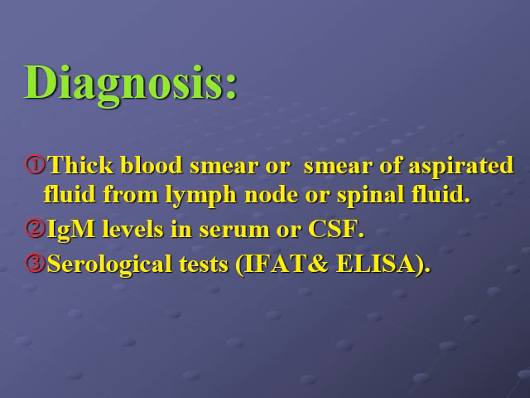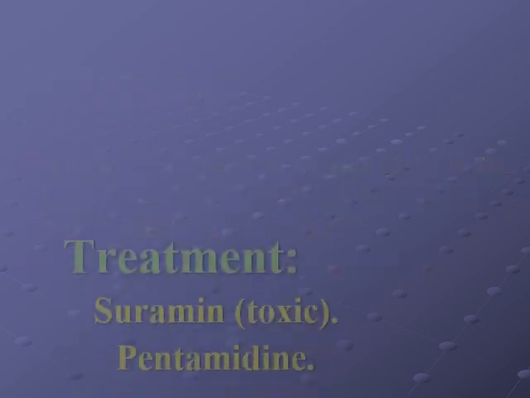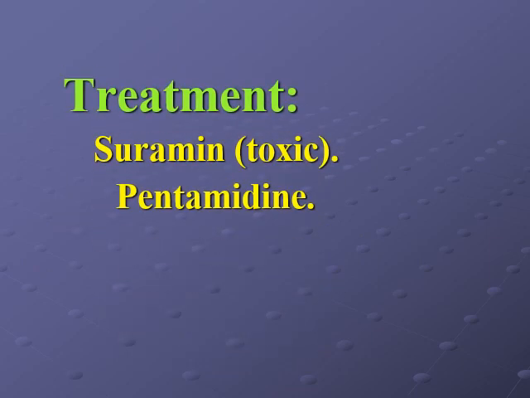Diagnosis of this disease is by making a thick blood film or smear, or by aspirate fluid from a lymph node or spinal fluid. We will see in this smear the S-shaped trypomastigote stage. Also, we have IgM levels in serum and cerebrospinal fluid. We have also serological tests like IFAT and ELISA. For treatment, if the case is diagnosed, suramin, which is very toxic, and pentamidine.